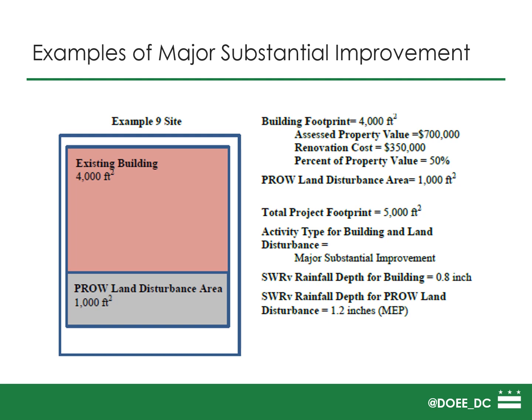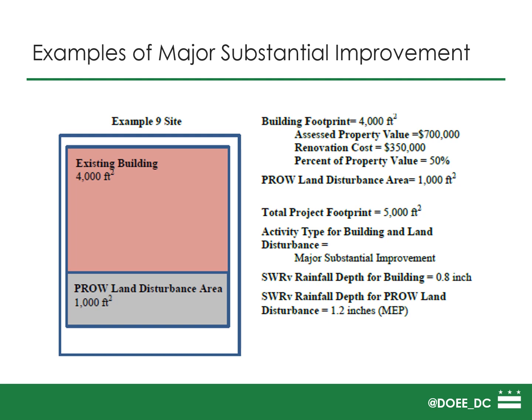Moving on to the next example, we have a very similar example where you have a 4,000 square foot building that's going to be renovated, and then you have some associated land disturbance. In this case, though, the land disturbance is in the public right-of-way, which will change our situation slightly. But we're going to go through the same process. First, look at the existing building. So the activity that's proposed is 50% of the property value, so this is substantial improvement. And the total footprint is the 4,000 square foot building footprint and the 1,000 square feet of land disturbance area in the public right-of-way. So there's 5,000 square feet of project footprint.